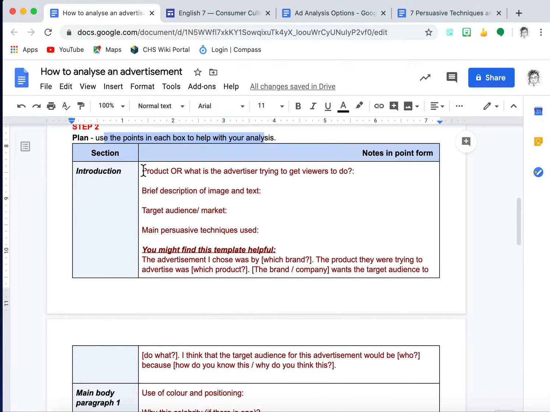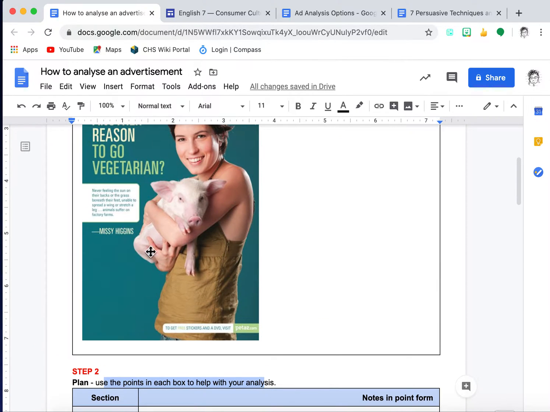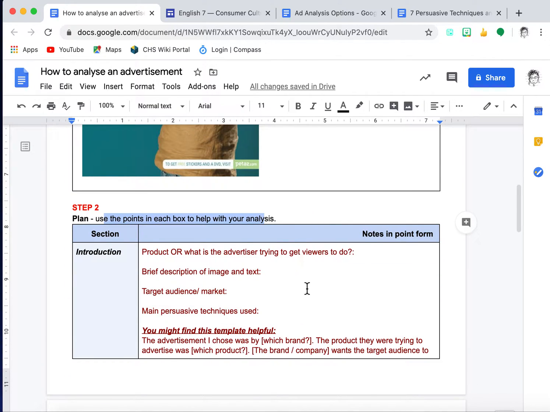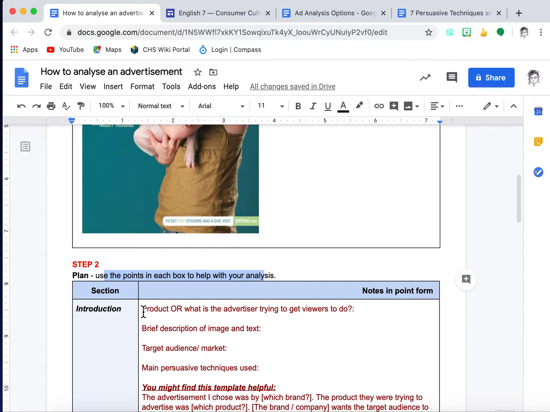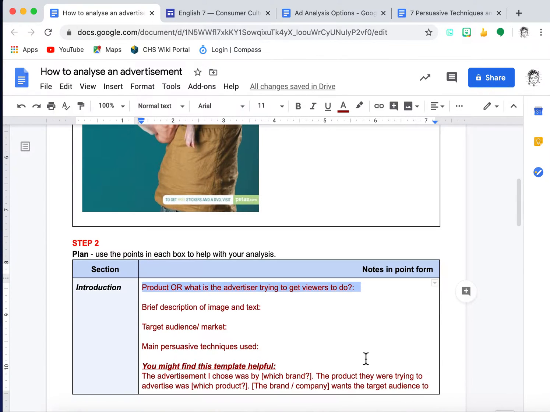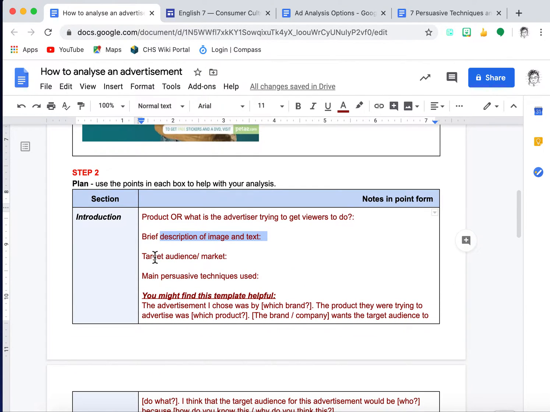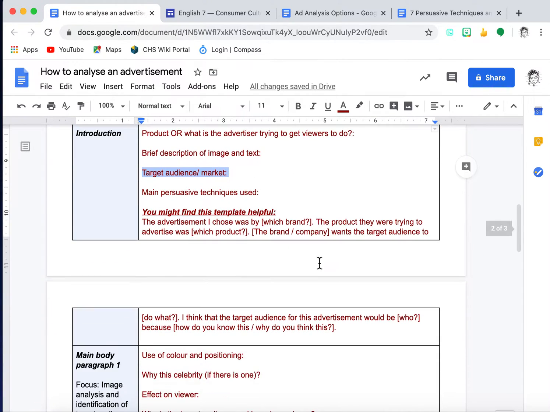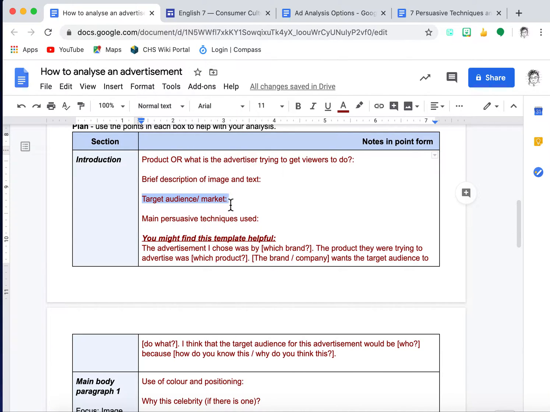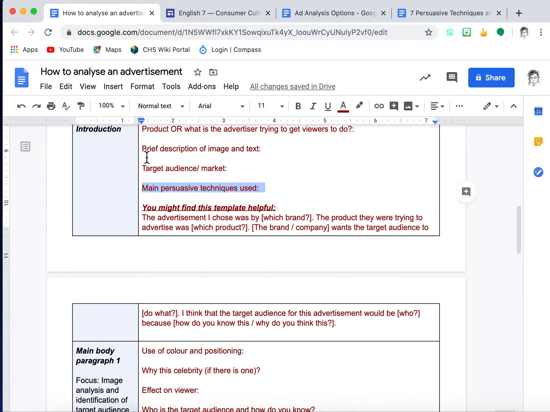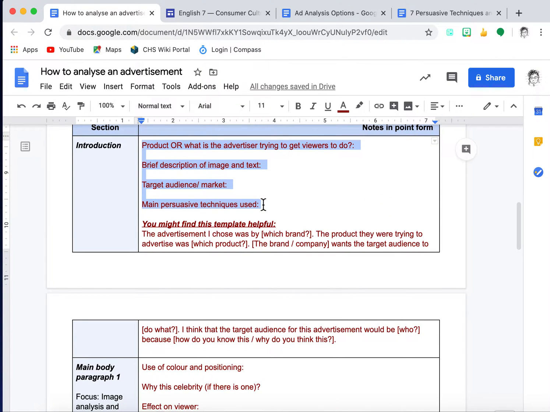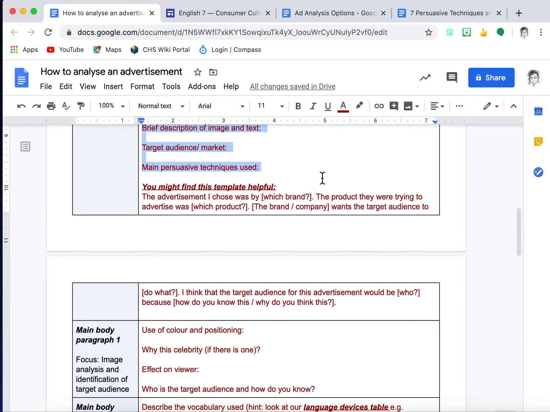So in your introduction, you first of all have to tell us what the product is or the thing that's being sold or advertised, a brief description of what the advertiser is getting viewers to do, a description of the image and the text that you can see in that advert, a brief flagging of the target audience and market. You don't need to go into that in detail because we do rehash it later. And then you mention a couple of the main persuasive techniques that are used. And if you don't want to freestyle and do that on your own, you may find this template useful.